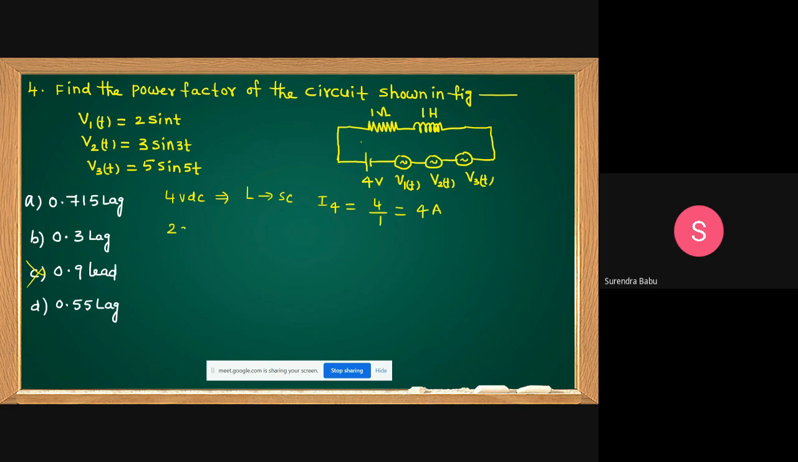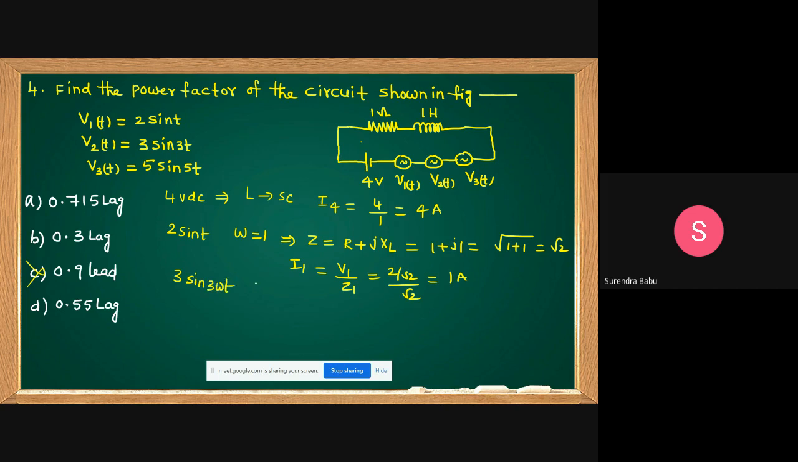Then 2 sine t we are applying. What is omega, students? 1. Z equals R plus jXL because it is an inductor. That is 1 plus j1. Is it correct? That is root of 1 square plus 1 square, that is root 2. Then what is I1? I1 is V1 by Z1. V1 is 2 by root 2, divided by root 2. That is how much? 1 ampere.